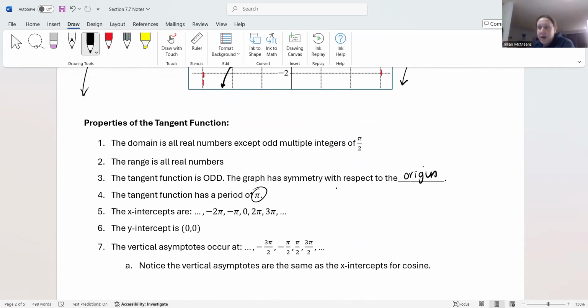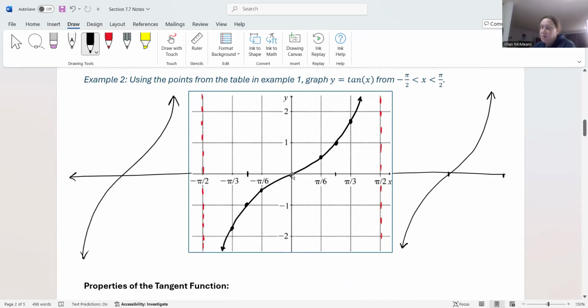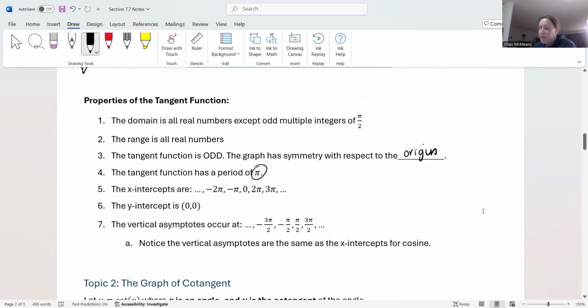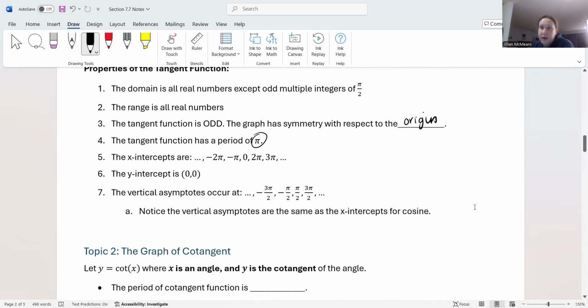The x-intercepts, if you look here, you can't really see them very well. We can only see this one right here. But the x-intercepts are going to occur at negative 2 pi, negative pi, 0, pi, 2 pi, 3 pi. I forgot pi. There should be a pi in here. Throw in a little pi there. That's a typo that I forgot. So at integer multiples of pi, we have x-intercepts. The y-intercept is the origin. So this graph does go through the origin.